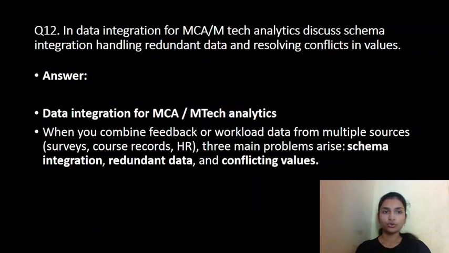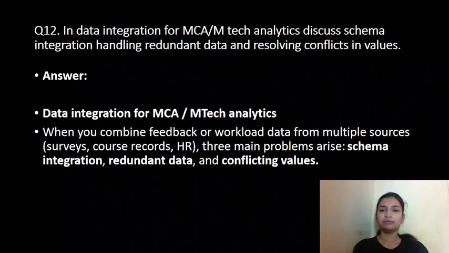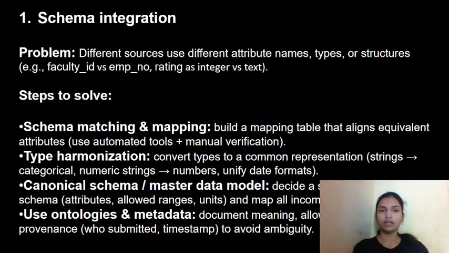So, coming to question 12. In data integration for MCA, MTech analytics, discuss schema integration, handling redundant data, and resolving conflicts in values. So, when you combine feedback or workload data from multiple sources, three main problems generally arise. First one, schema integration. Second, redundant data and conflicting values.